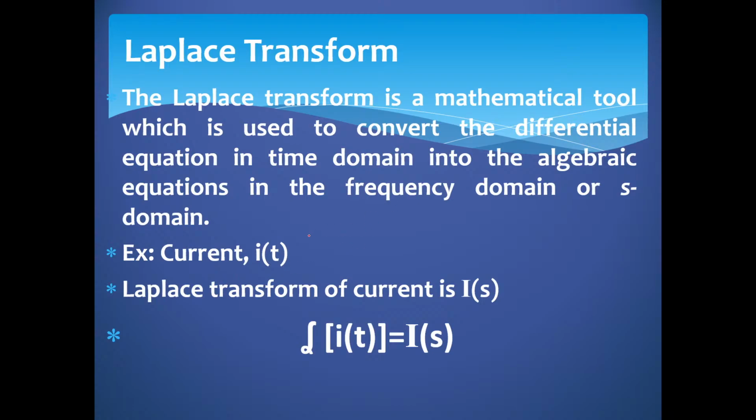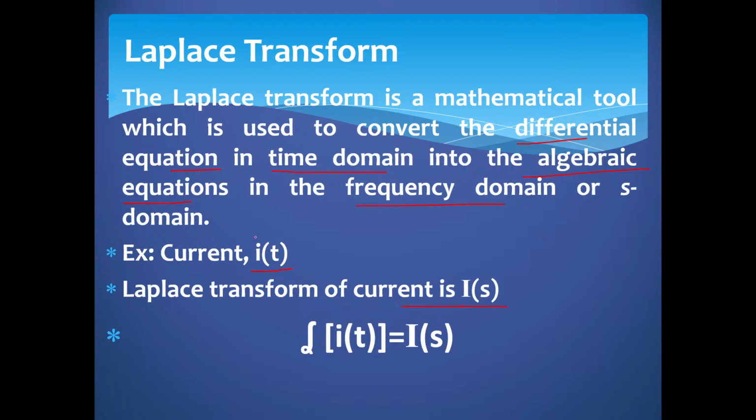In differential equations, all the terms vary with respect to time, whereas in algebraic equations, all the variables will be functions of frequency. In time domain, all the variables are functions of time. In algebraic equations, all the variables are functions of frequency. Here I of t is the function of time, and here I of s.